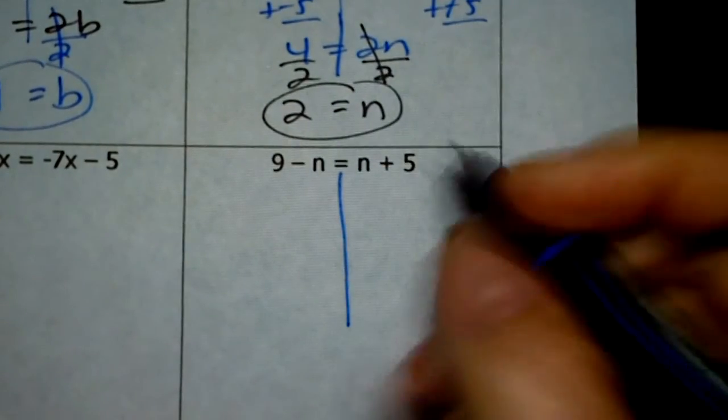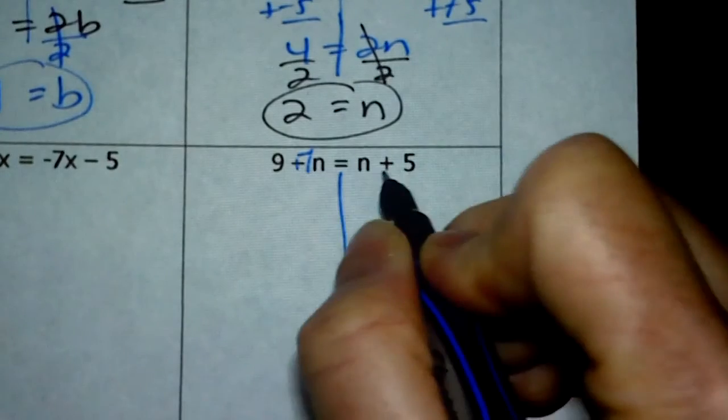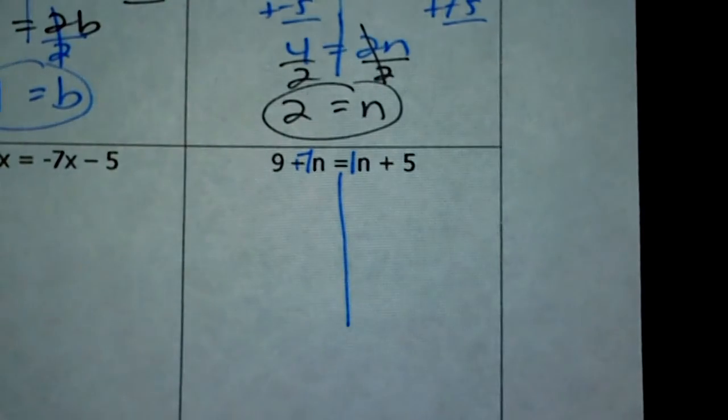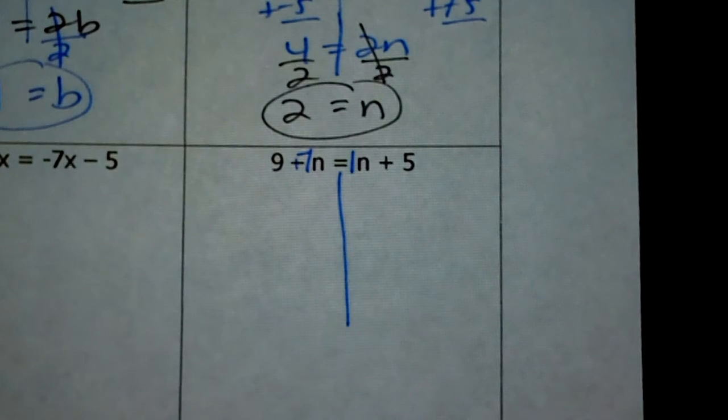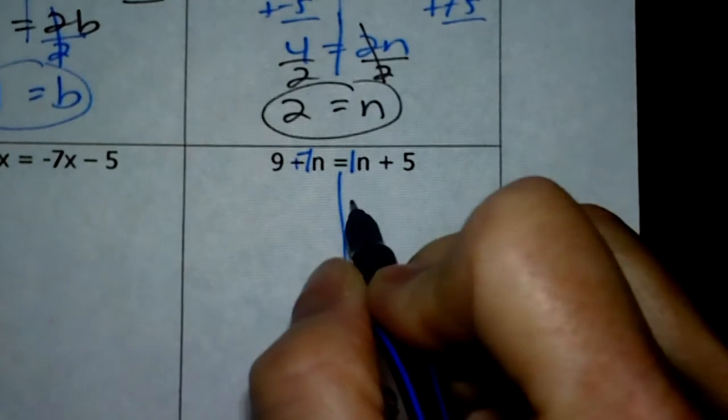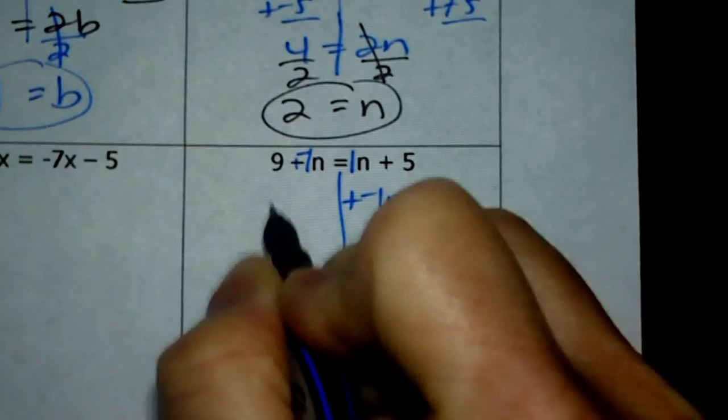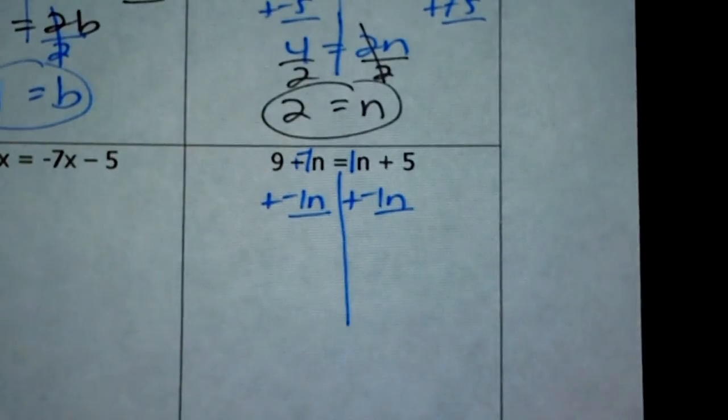So again, go straight down. I'm still going to do my 1 coefficients here. And instead of canceling out the negative 1n, we're going to cancel out the positive 1n. So to cancel out this positive 1n, I need to add a negative 1n to each side.